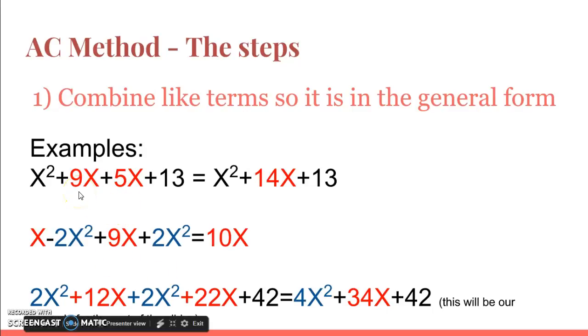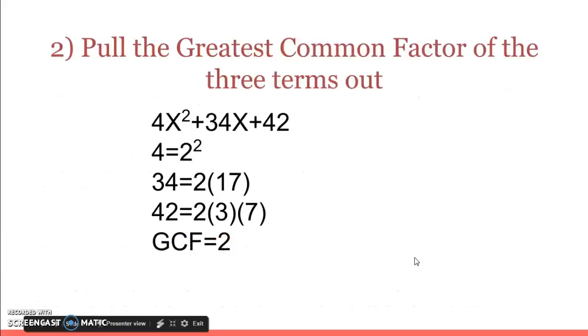So we can see in the first example we had 9x plus 5x, and we could change that to 14x. And here we had, in the second one, 2x squared minus 2x squared, which means that those are going to end up canceling out, and then our 9x and x added together to come to 10x. In the bottom one, we have 2x squared plus 2x squared, and that changed to our 4x squared, and we had 12x plus 22x, and that's going to change to our 34x. And then we had plus 42 at the end, and this is actually going to be the one that we end up using for the rest of these slides.